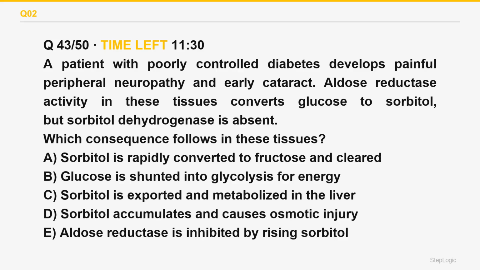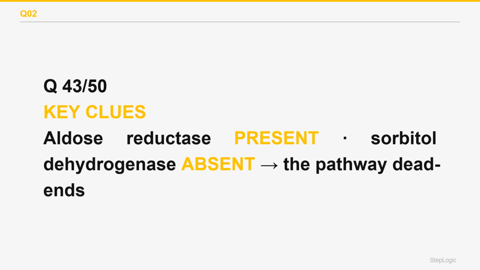Which consequence follows in these tissues? A patient with poorly controlled diabetes develops painful peripheral neuropathy and early cataract. Aldose reductase activity in these tissues converts glucose to sorbitol, but sorbitol dehydrogenase is absent. Read the command, the consequence in these tissues. One enzyme is present and the next is missing, and everything follows from where the pathway stops.